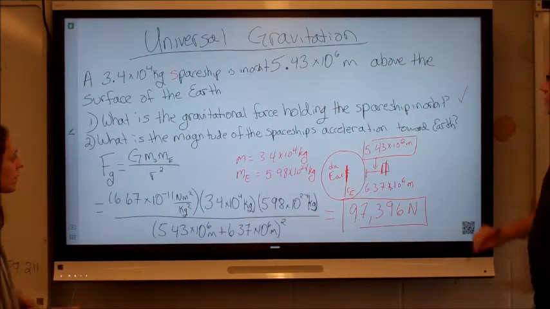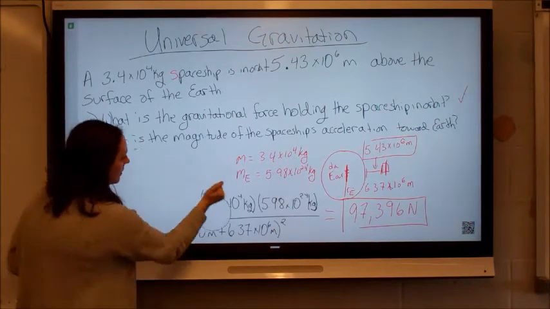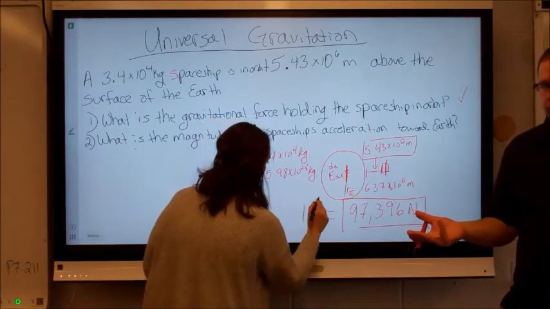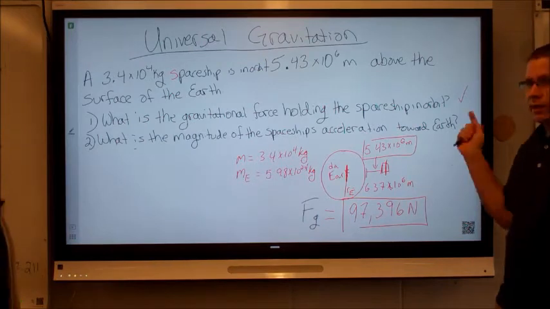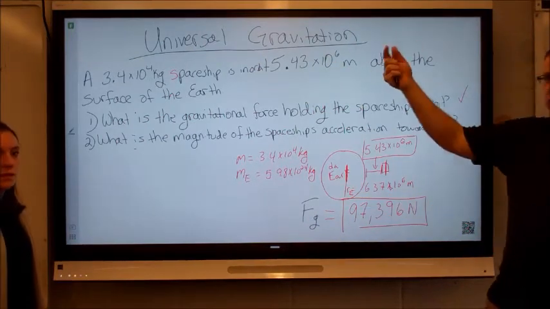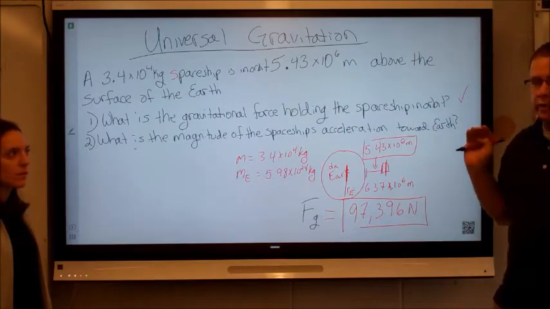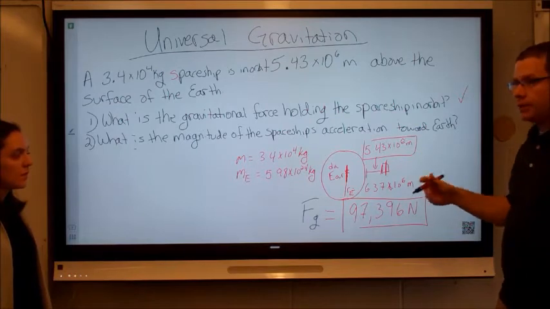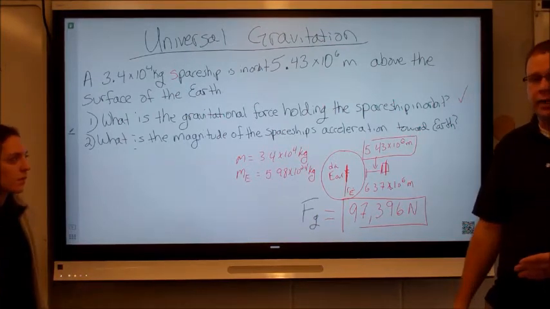Check. Number 2. What is the magnitude of the spaceship's acceleration towards the Earth? Some of you might be thinking, is this spaceship accelerating towards Earth? Of course it is. What this spaceship is really doing is going around in a circle, so it would be circular motion. Therefore, the acceleration must be pointed towards the center. That acceleration would be the rate at which this spaceship is falling around the Earth. It is not going to be 9.81. It might be close, but it's not going to be 9.81.